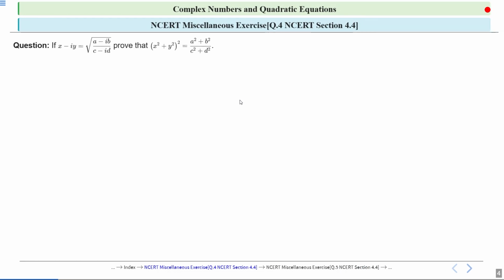So let's look at this question involving complex numbers. In this question, we are given x minus iota y equals square root of (a minus iota b) divided by (c minus iota d). Then we have to prove that (x square plus y square) whole square equals (a square plus b square) divided by (c square plus d square). So first of all, think about this. How would you approach this question, and then see the solution.